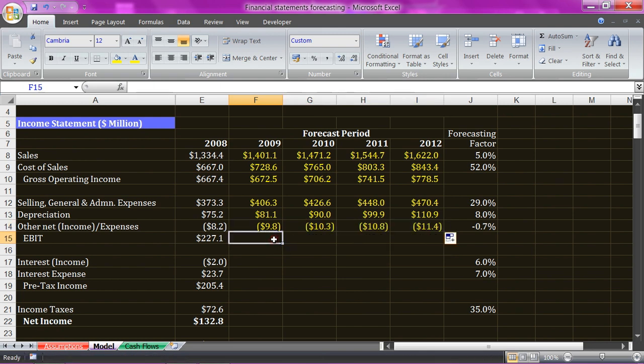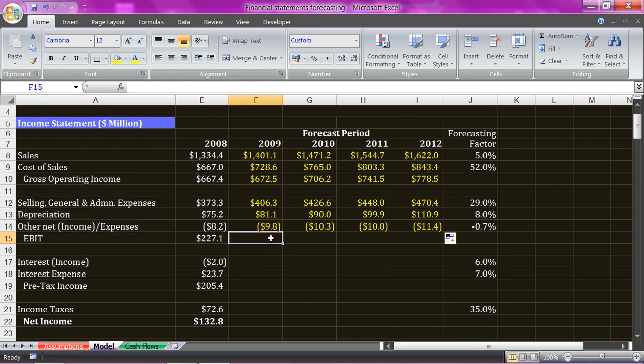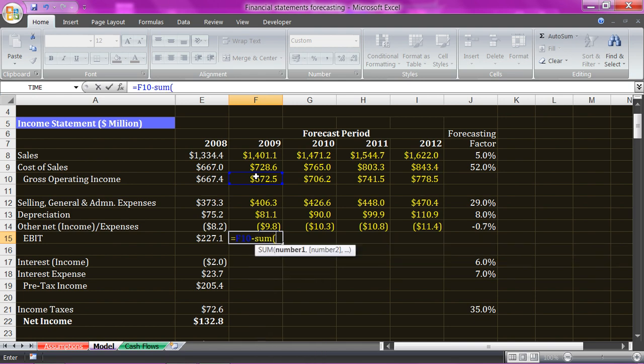Okay, next one is EBIT. Calculating EBIT is nothing but gross operating income minus all these expenses. So this is equal to gross operating income minus the sum of all these expenses.